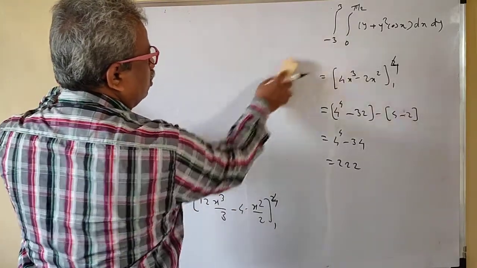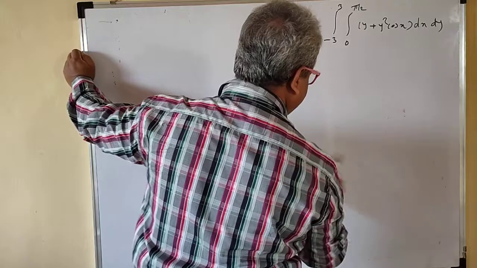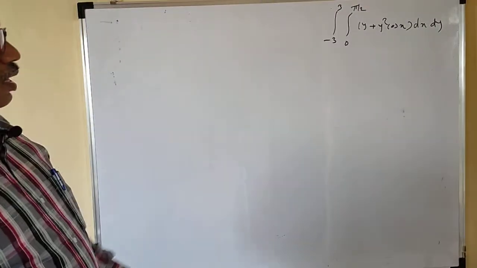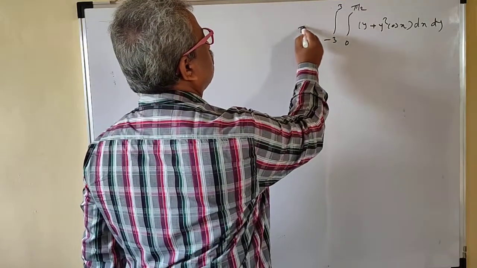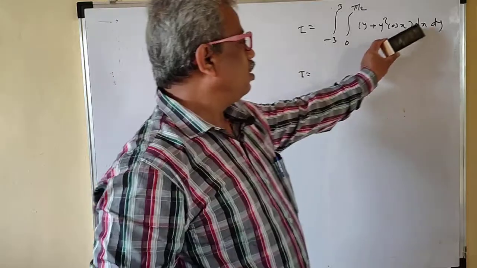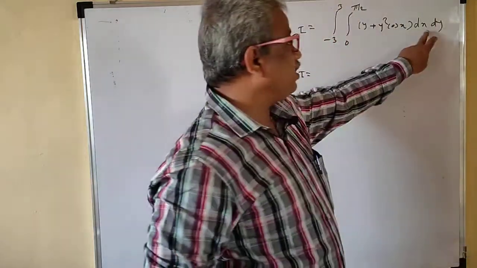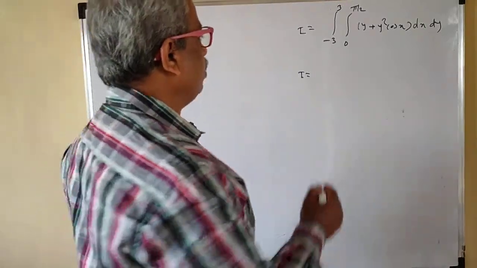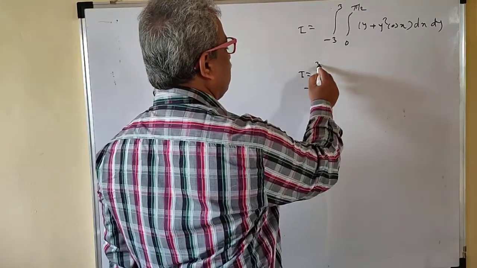Okay, so we'll solve the second one now. You have to take care of the limit. So now this is I here. First we have to integrate with respect to x, then we have to integrate with respect to y. So your minus 3 as it is.